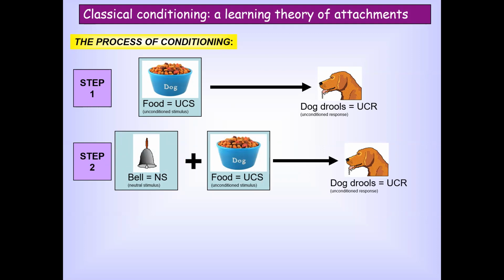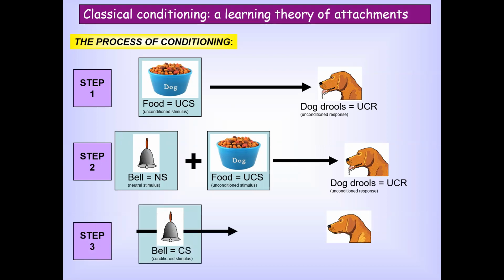And we will do this pairing, this association, quite a lot, till eventually, when we try it out, if the bell's rung on its own and the dog drools, then we know the bell has become a conditioned stimulus and the response is a conditioned response. So that was based on Pavlov's research. It's the basic ideas of classical conditioning. Now we need to apply this to attachment.